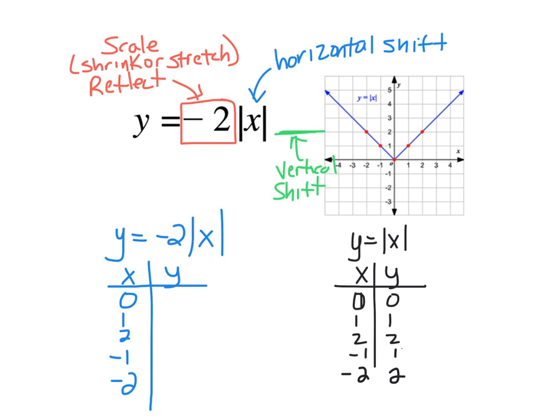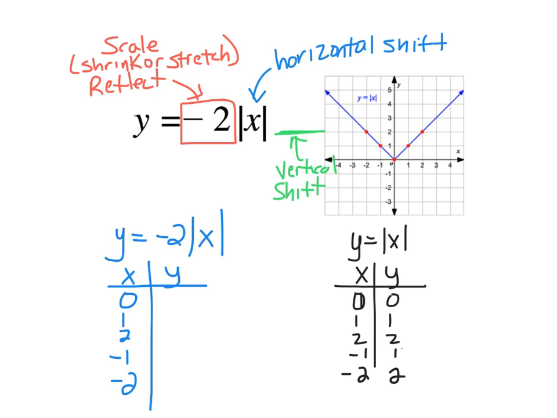it's negative. Then anything inside the absolute value with the x, that's going to be our horizontal shift. So that's going to move our entire graph either left or right. And then anything added to or subtracted after the absolute value, that's our vertical shift. It's going to move it up or down.